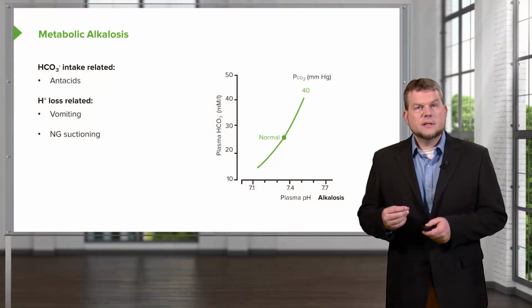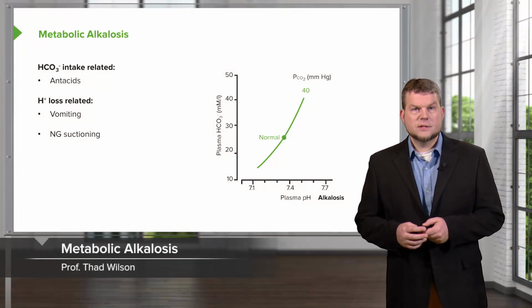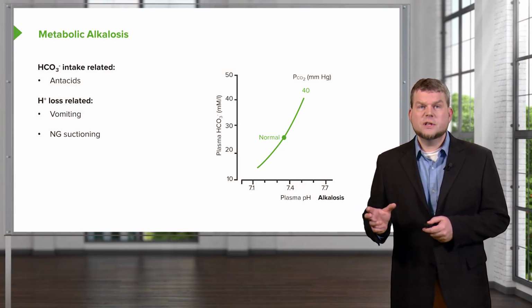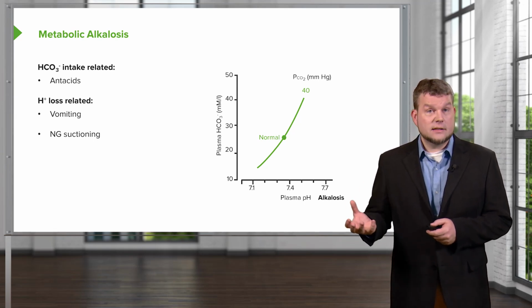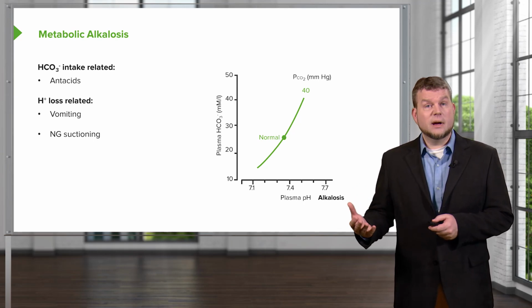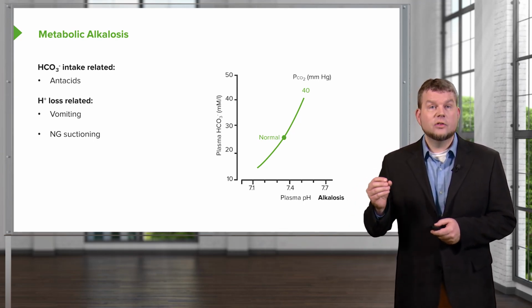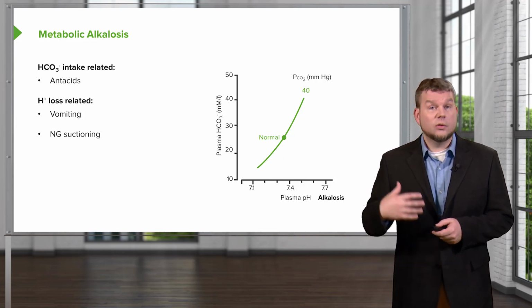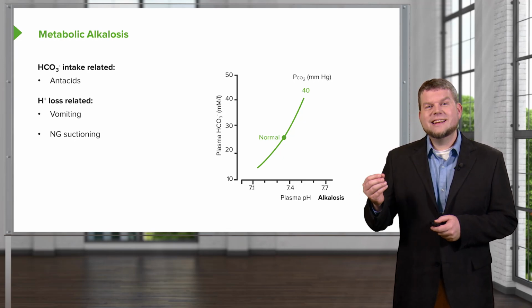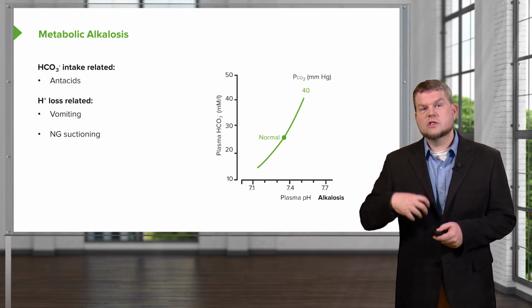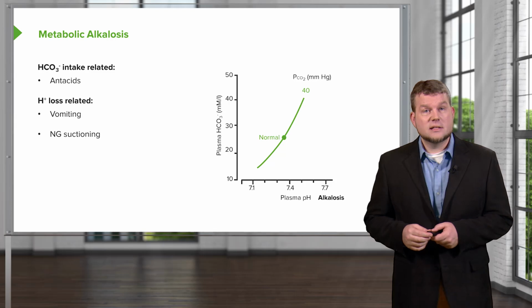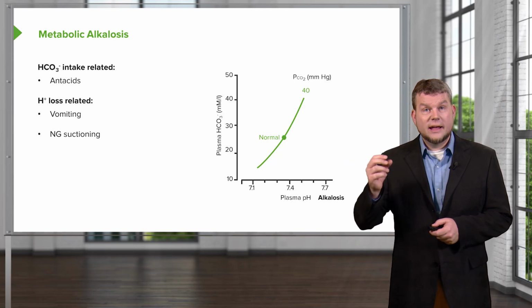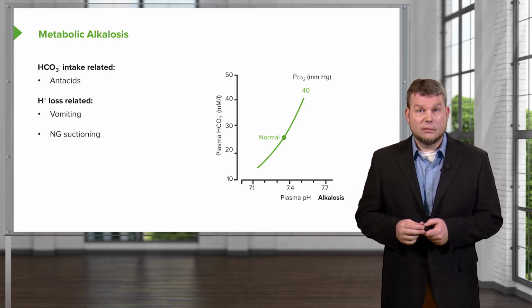Okay, what are a few ways that you can obtain a metabolic alkalosis? A few of them are if you had too much bicarb. So you can have too much bicarb if you overdose on an antacid. Another way you could get too much bicarb is by losing too many hydrogen ions. And this can happen in prolonged vomiting over a number of days, or if you had a nasogastric tube and you were suctioning out your stomach contents. All of those would increase your pH and increase your bicarb levels.